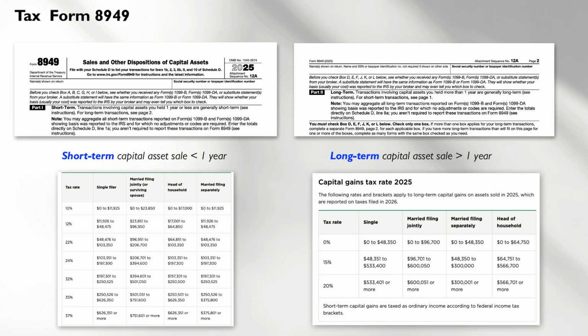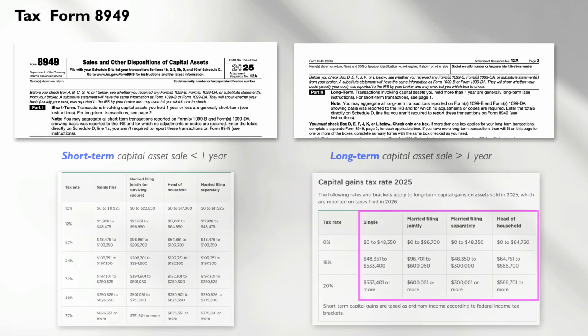The reason for these separations is tax rates. Short-term gains are taxed at ordinary income tax rates, which range from 10% to 37%. Long-term capital gains are taxed at lower rates, generally 0%, 15%, or 20%, with certain assets taxed at 28%. In addition, the income ranges for long-term capital gains brackets are much wider.